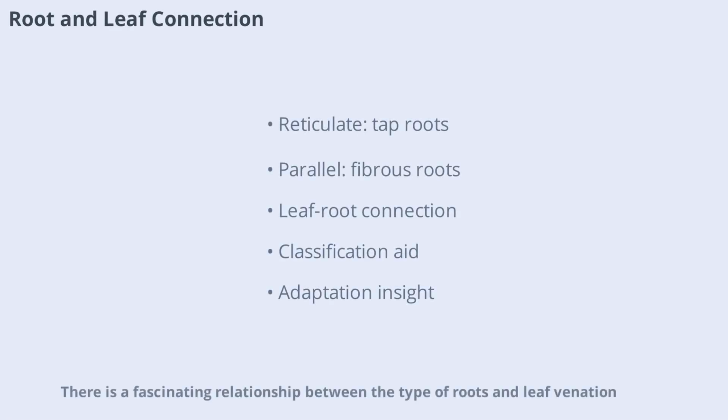There is a fascinating relationship between the type of roots and leaf venation. Plants with reticulate venation usually have tap roots, while those with parallel venation have fibrous roots. By observing leaves and roots together, you can classify plants more accurately and understand their adaptations.